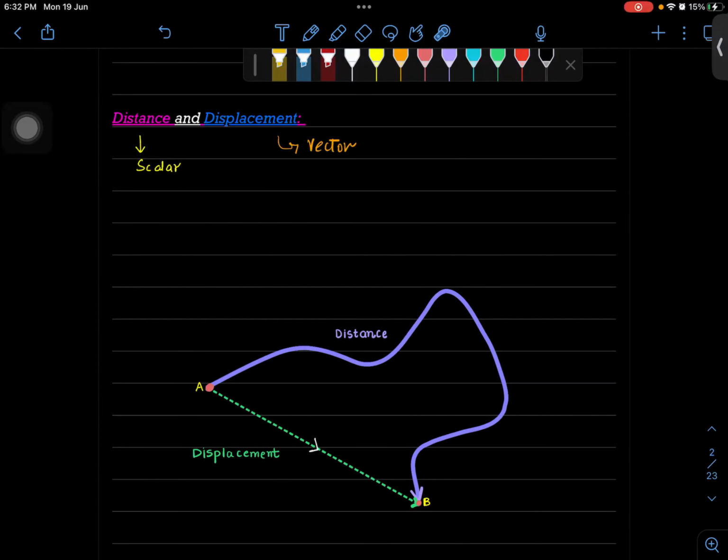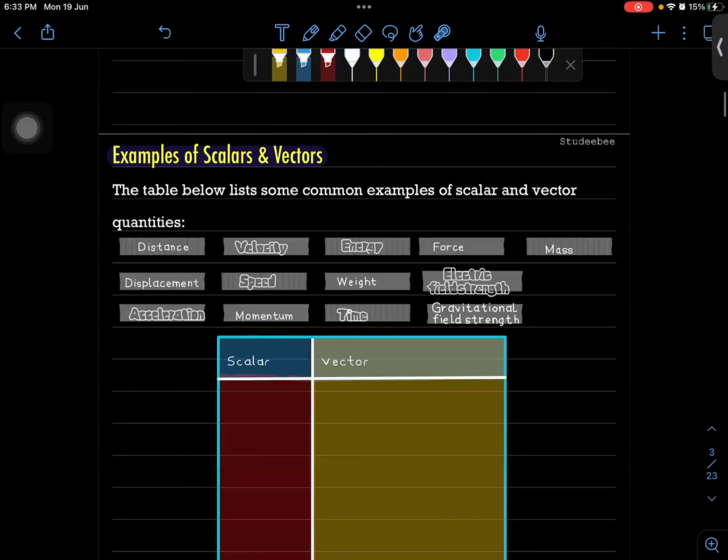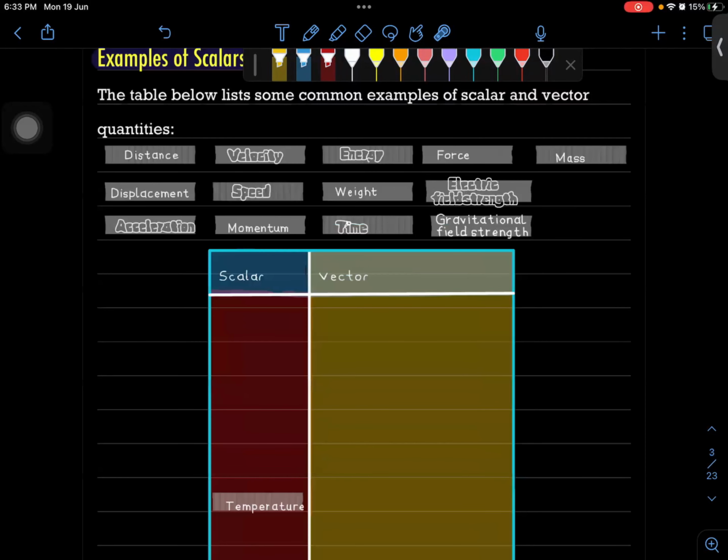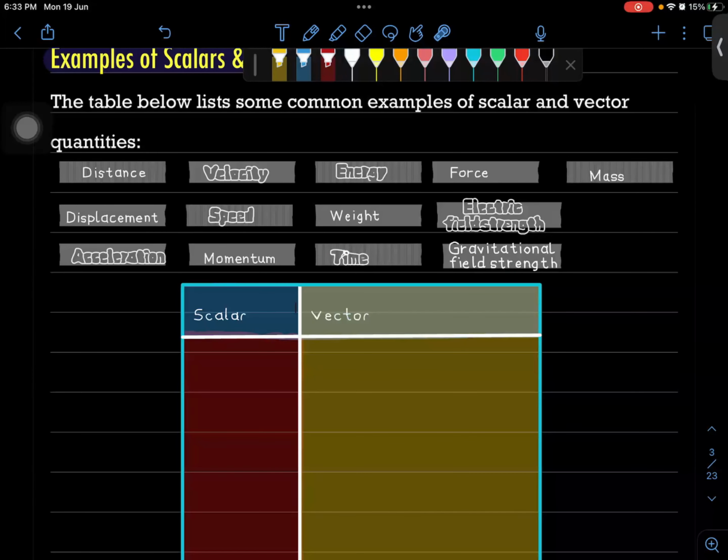Now I have a little activity for you guys. So we have a table here और इसमें मैंने काफी कुछ quantities लिखी हुई हैं and I want you guys to participate here and just take guesses अगर आपको नहीं भी पता क्योंकि कुछ quantities will be new to you guys. So don't worry about it. Just try to take guesses. Whoever would want to go.